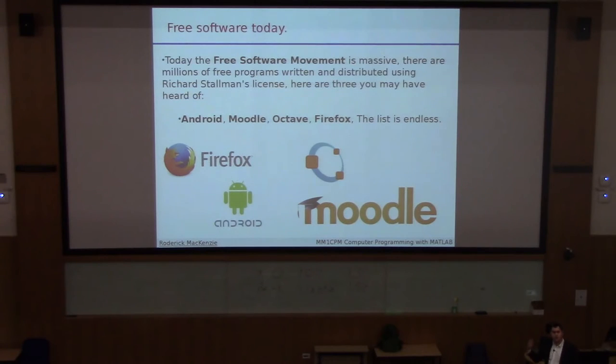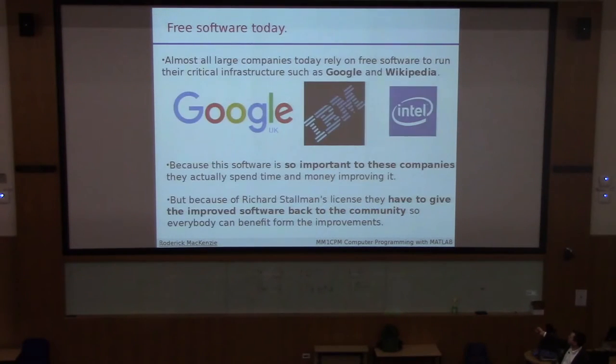Firefox, also using a license very similar to his, to Android. Moodle, you might have heard of, also free software published under his license. And that's the symbol for Octave. There's literally millions of free programs that all use this idea of free software and giving people a free copy of the software, but if you change it, or if somebody wants it, you must give it to them, and if they want to change it, you've got to allow them to. So it's a very, very powerful movement.